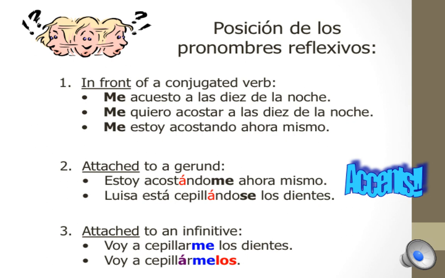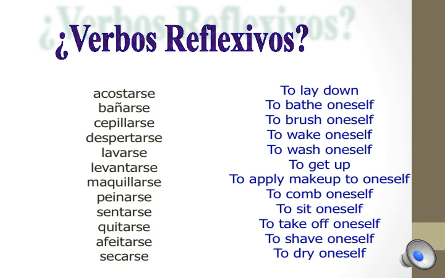Note how there's an accent mark in the gerundo, which would be the A, or could be the E, or the I, before the pronoun. Or it could also be attached to the infinitive. Voy a cepillarme los dientes. Now, if I was to replace los dientes, voy a cepillármelos. Note how there's that acento there too. Now, this is just a review again from last year. It would be an expectation that you use the reflexive verbs accordingly, and especially the pronoun placement as well as the accent marks.